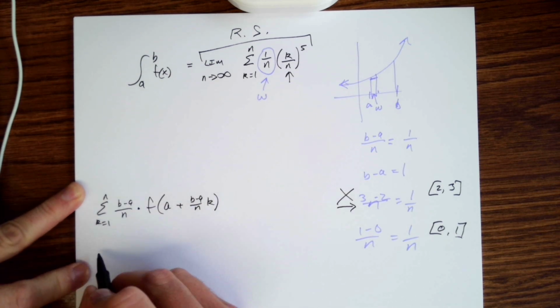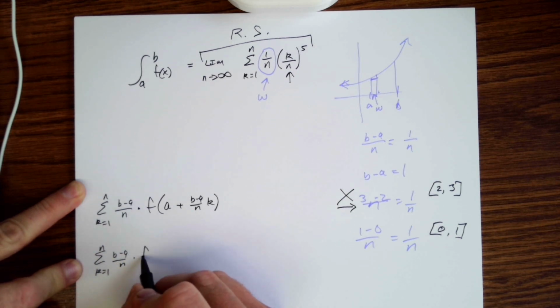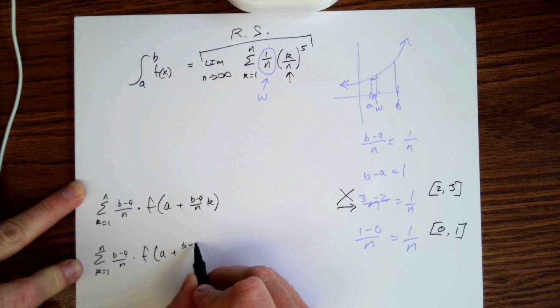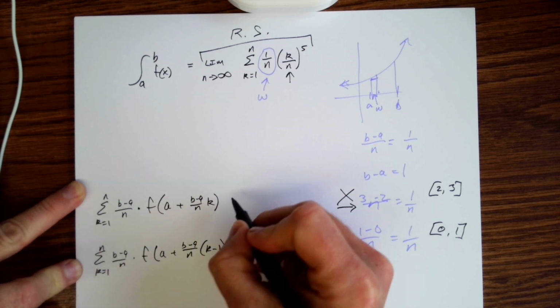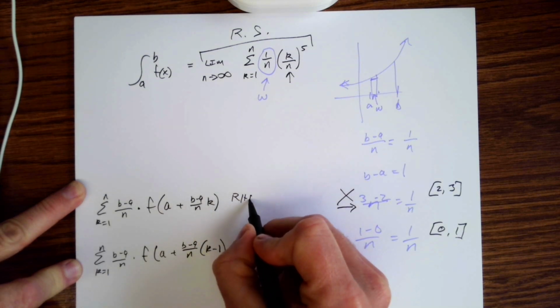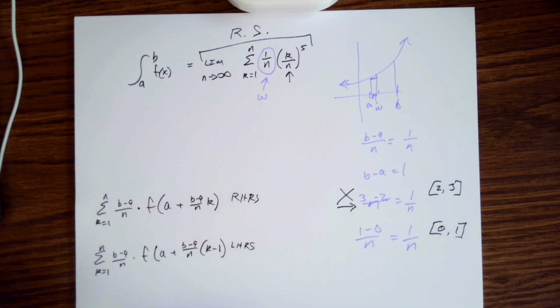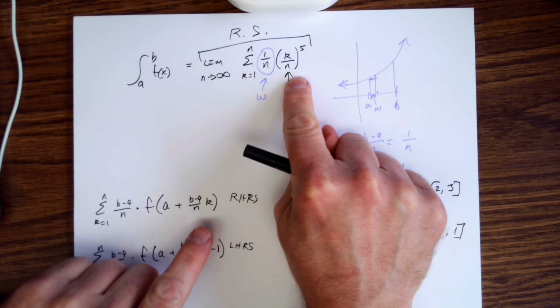And the other version of this was the summation from k equal 1 to n of b minus a over n times the function evaluated from a plus b minus a over n and k minus 1. This was your right-hand Riemann sum. This was your left-hand Riemann sum. Okay? Now, if you look at this, what we're dealing with up here is a right-hand Riemann sum.